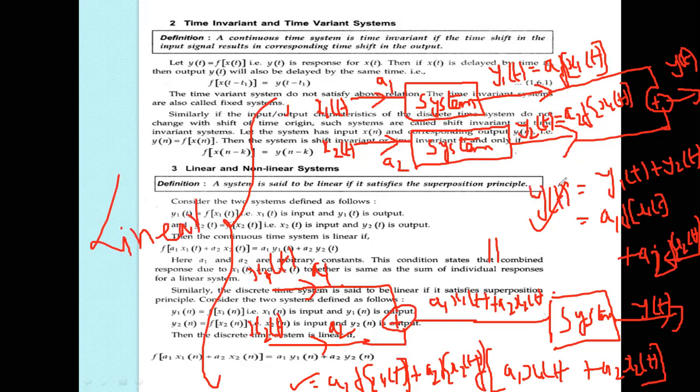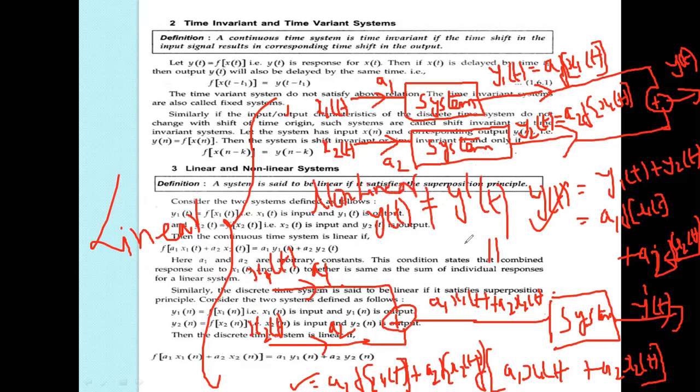And let us call this y dash of t. So y of t is equal to y dash of t. Whether we add the two signals after passing through the system or before, if both are the same, then the system is said to be a linear system. Otherwise, whatever y of t we get from one block diagram and y dash of t we get from the other block diagram, if both are equal, it is linear. If not equal, it is a non-linear system.